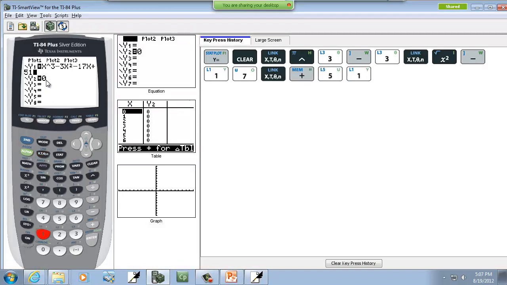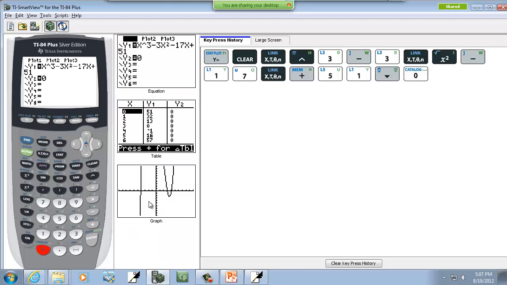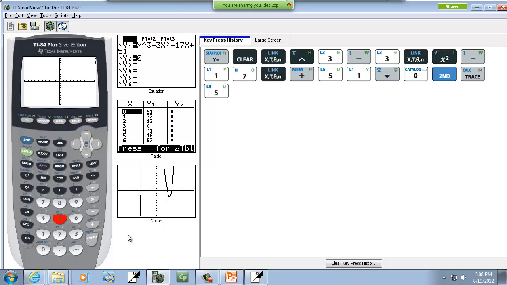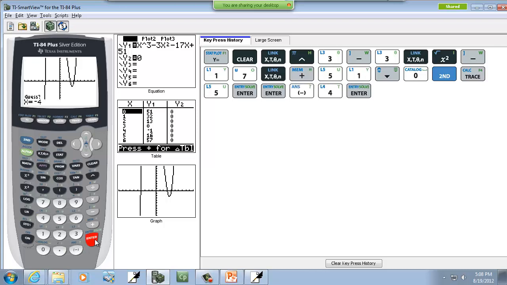Now you have to have 0 on y2. You should already have 0 on y2 from before, but if you don't, then down arrow to it, and be sure you put a 0 there. And now I'm going to do second, trace, choose intersect. Our answer is where it crosses the x-axis, which looks like -4, 3, and maybe 4. So let me do enter on first curve, enter on second curve, and let me try -4. I was wrong. Now I'm going to round this to 2 decimal places, so -4.12.